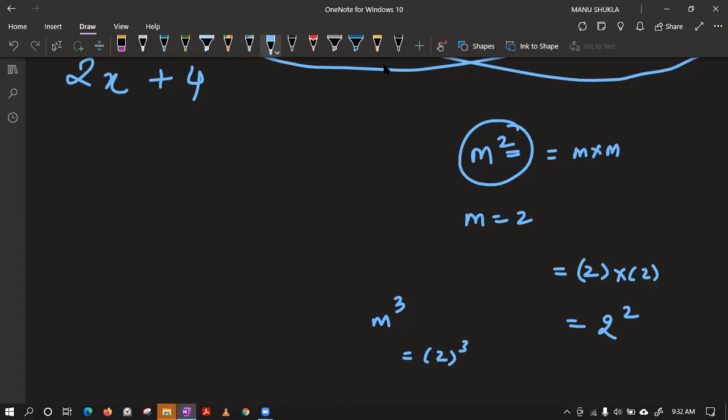Okay. So class, you have to understand this thing. If there is a sign of plus or minus in between, you can't cut the numbers. Only independent can be cut.